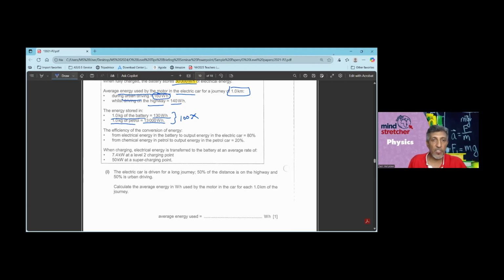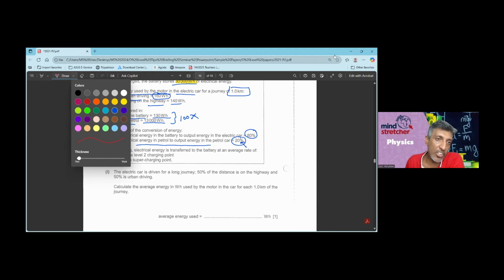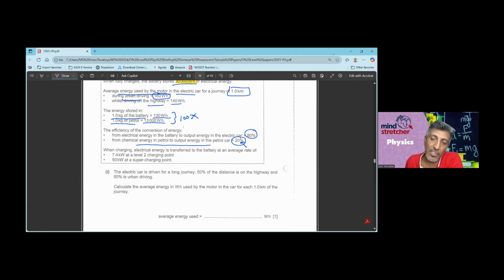Okay, the efficiency of conversion from the electrical energy in the battery to output of a car is 80%. The chemical energy in petrol to output is 20%. So this is only 20%, whereas the other one is 80%. So guys, just take note of all this information, apply accordingly. I'll consider this like the comprehension of the physics part.